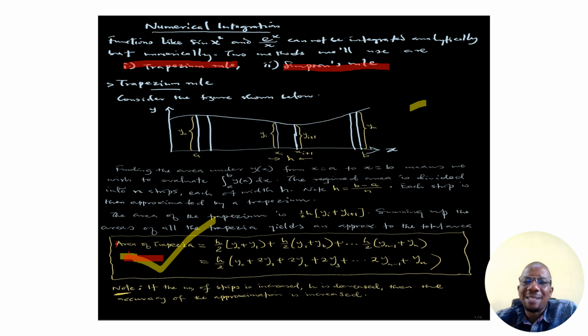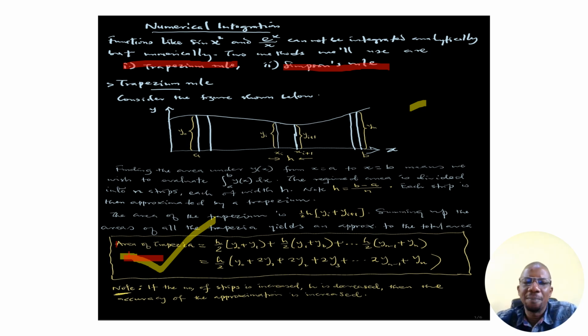For the trapezium rule, the required area is divided into n strips. As you can see in that figure, each of the strips has a width of h. Each strip becomes a trapezium, with two sides, y of i and y of i plus 1, and a width of h. That is to say, each strip is approximated by a trapezium, and h is equal to b minus a divided by n, where n is the number of strips.